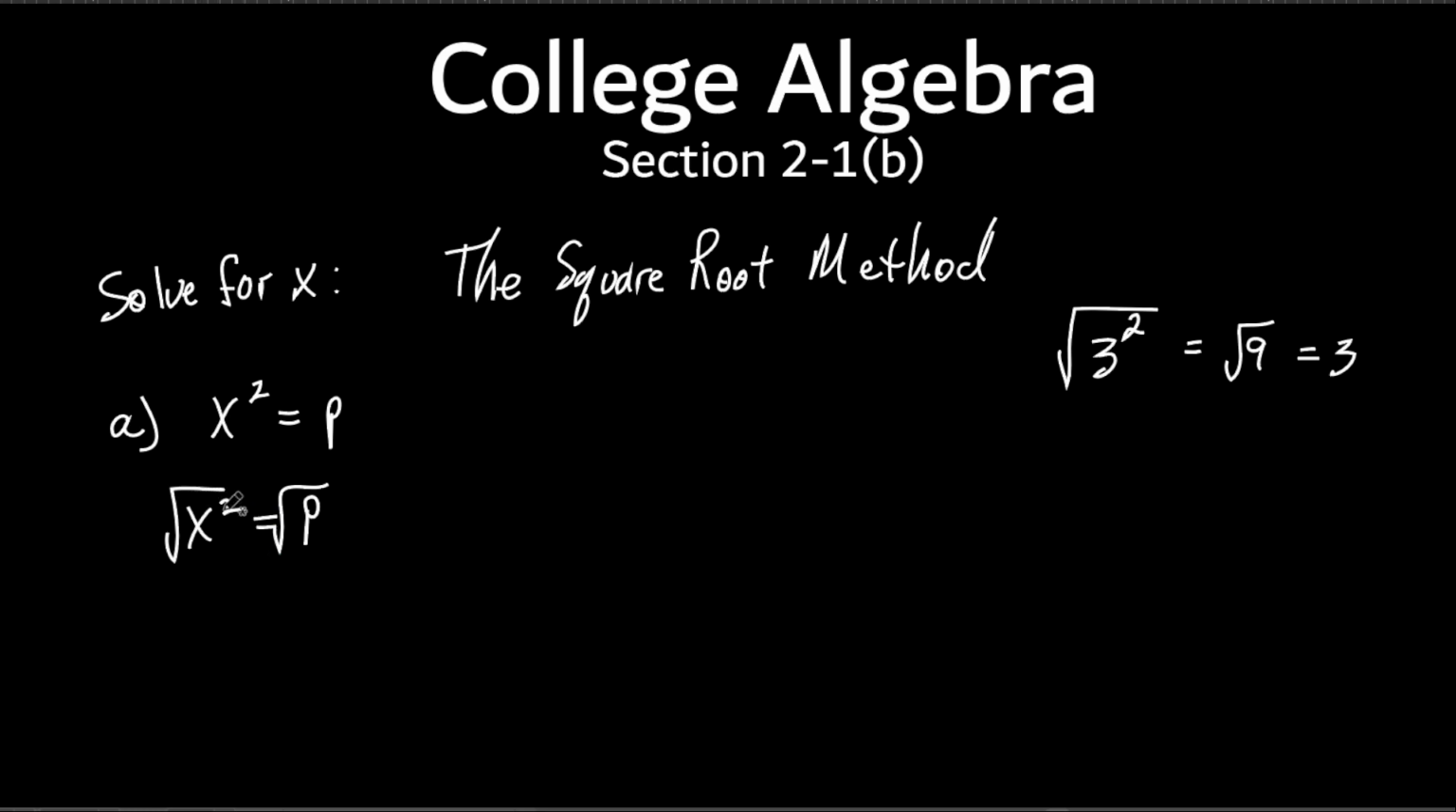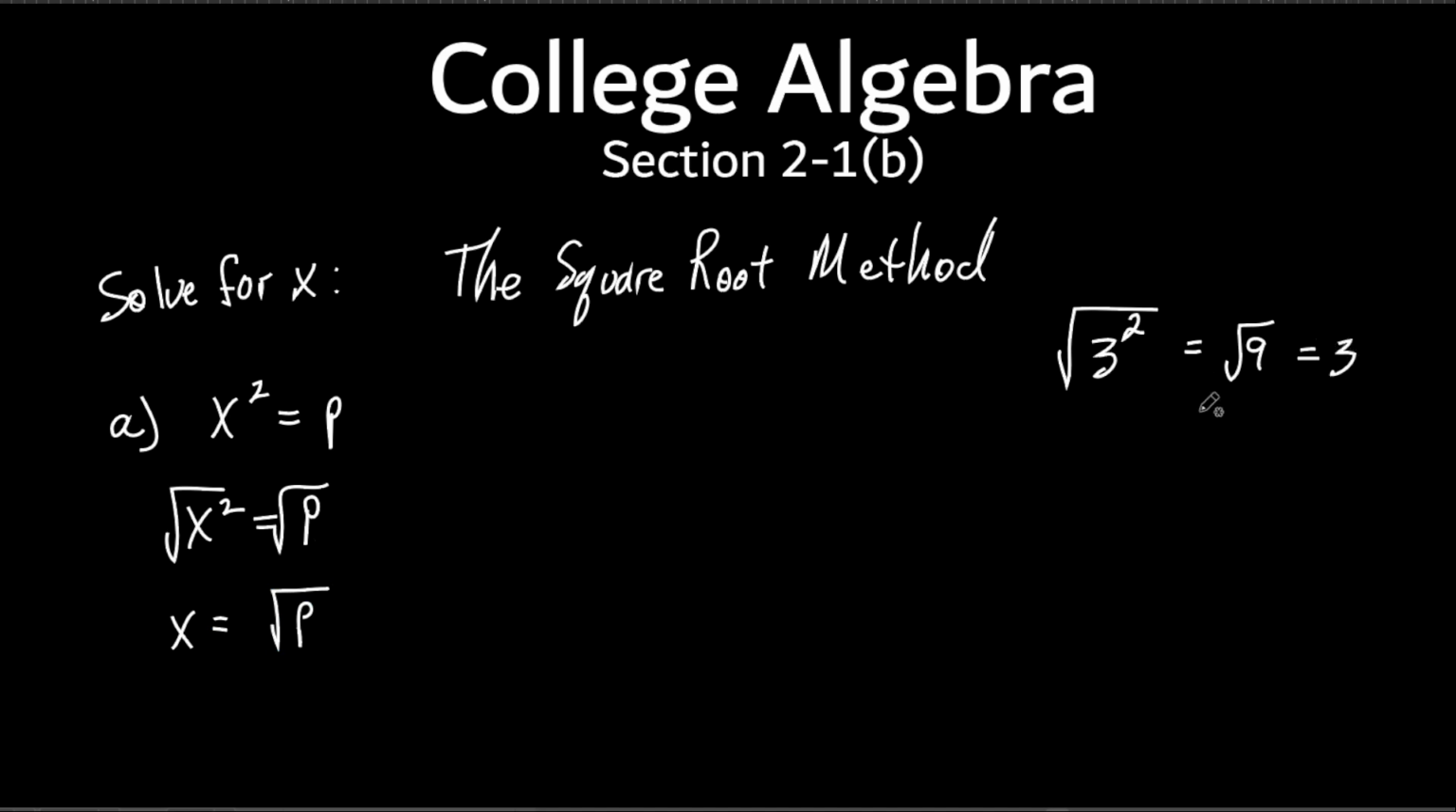Now, why in the world did I take the square root? So that I could get rid of the square, and I get x by itself. So this and this cancel each other out, so I'm left with x. And so what is x equal to? Square root of p. But it's a little bit more than that.